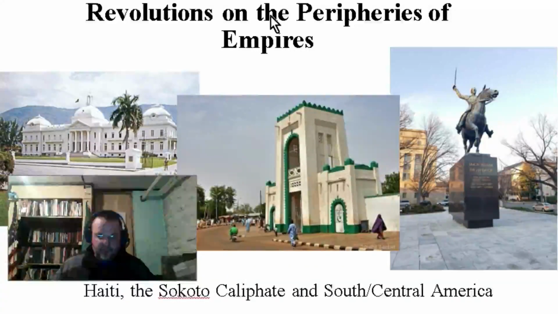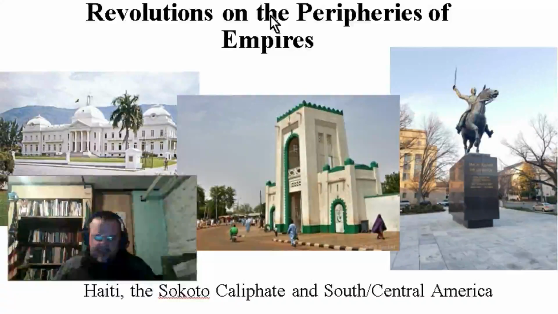So in this slide, you've got my face, and the building on the left is the Haitian National Palace, as it appeared before the 2010 earthquake. The structure in the middle is the entrance to the headquarters of the old Sokoto Caliphate in Nigeria. And the statue on the right is one of Simon Bolivar that happens to be in Washington, D.C. Similar statues dot the Western Hemisphere. The dude's even got a country named after him, Bolivia. I actually Googled to see if there's a statue of Washington in La Paz, Bolivia, and I couldn't find that there is, which is fine.